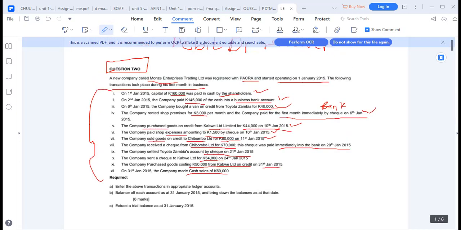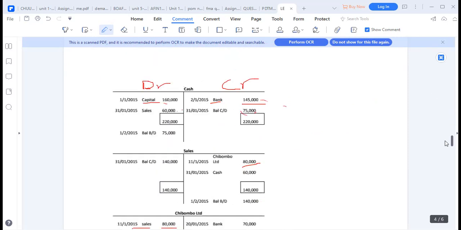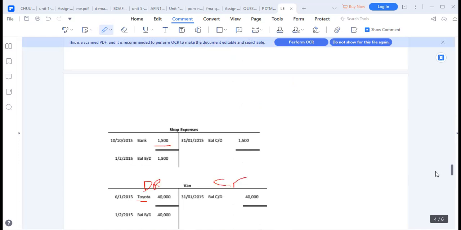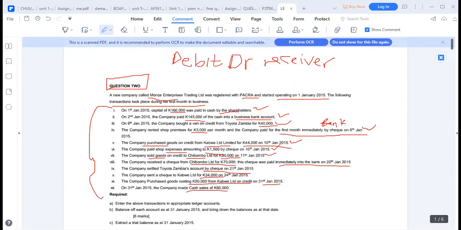So the accounting treatment was on that date, on 6th January 2015. Toyota Zambia gave away this van for that much on the credit side. You go to the van account, the van should have been on the receiving side on this date, on the debit side. So this is the treatment. There's nothing much to worry about. It's just about which one is receiving and which one is giving away.